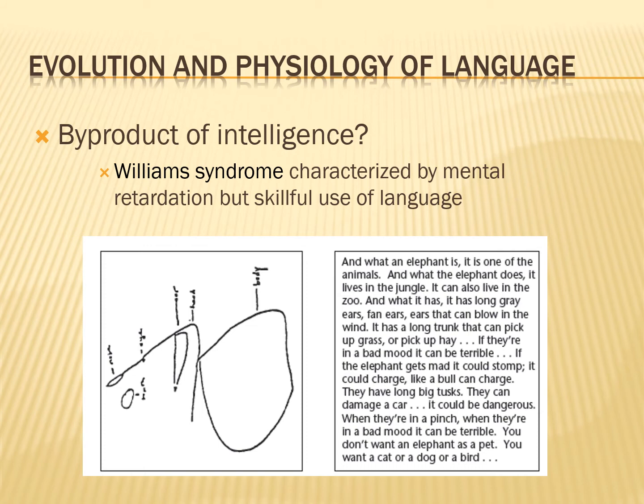And here's just one example again of somebody with Williams syndrome, a specific task, a visual motor task. She draws this elephant. On your left is her drawing. On the right is her description. You can see she's labeled some of the drawing with language. And then she says what an elephant is. It is one of the animals. What an elephant does, it lives in the jungle. It can also live in the zoo. And what it has, long gray ears, fan ears, ears that can blow in the wind, and so forth. So clearly her language ability is quite good. And in fact, sometimes they use large words where they're not expected or required. He gives the example of, I need to evacuate this cup, as opposed to I need to empty this cup.